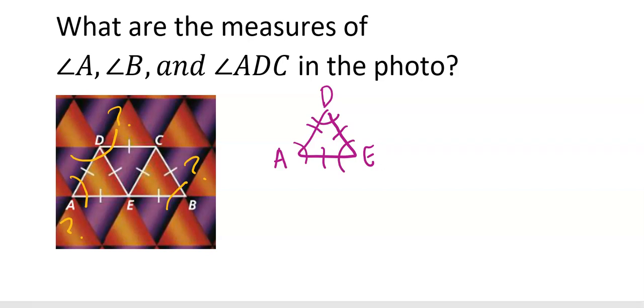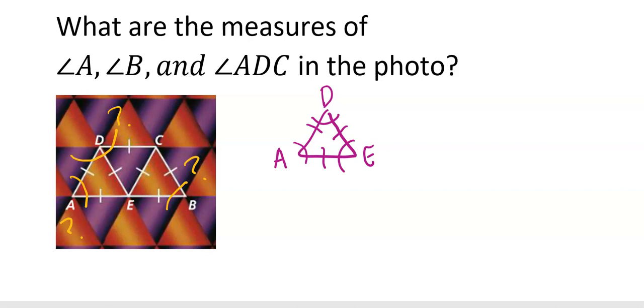When I look at D, C, E, is that exactly the same thing? They're all marked with single hash marks, so all those angles would be the same. And the same in the right-hand triangle with BEC. So basically, every single segment is the same as every single segment in here. So A and B do have to be the same, but we have to figure out how much they are.